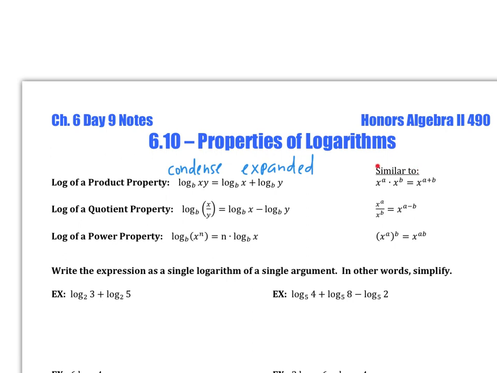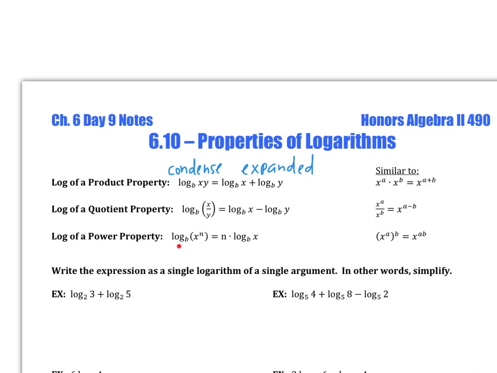And we can compare that to exponentials. When we're multiplying bases that are the same, we add the powers. When we're multiplying arguments with the same base, we can split it up and add the two log terms. The next is the log of a quotient property. So this is log base b of x divided by y. Here's our condensed version. If we split it up, notice now we're subtracting. So again, it's similar to our exponential properties here.